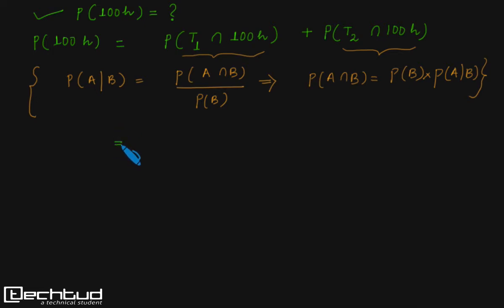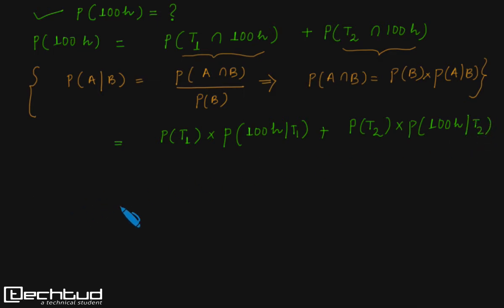So now the probability of T1 intersection 100 hours will be equal to probability of T1 multiplied by the probability that the bulb lasts for 100 hours given that it is of type 1, plus the probability that the bulb is of type 2 multiplied by the probability that the bulb lasts for more than 100 hours given that it is of type 2.